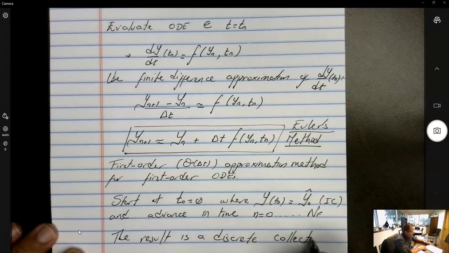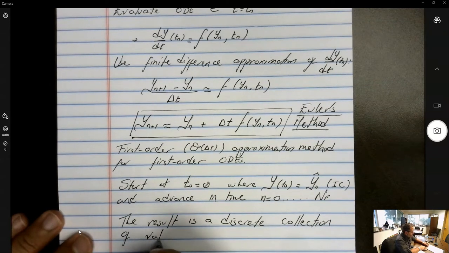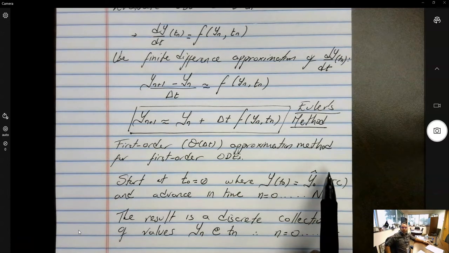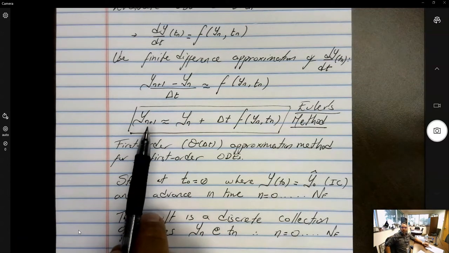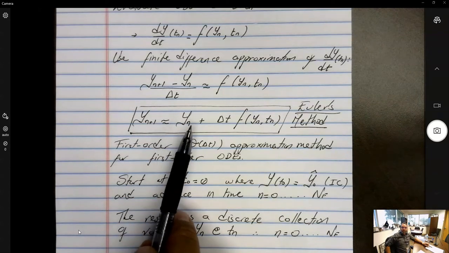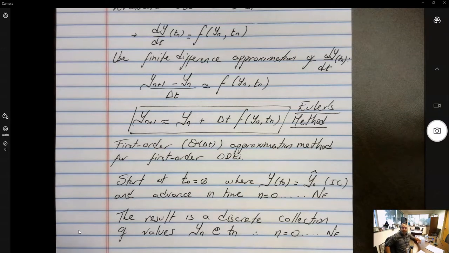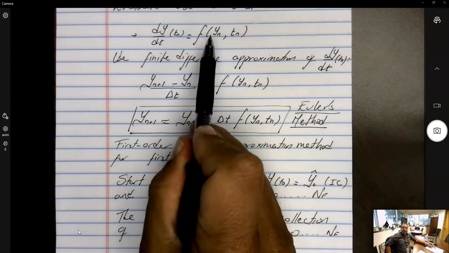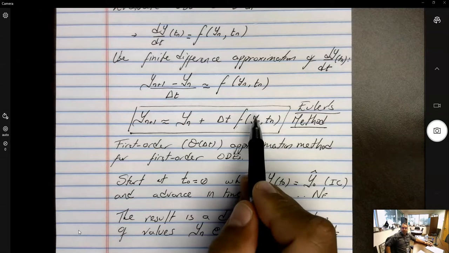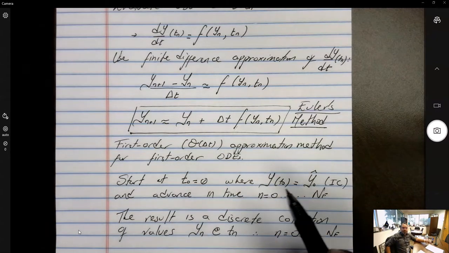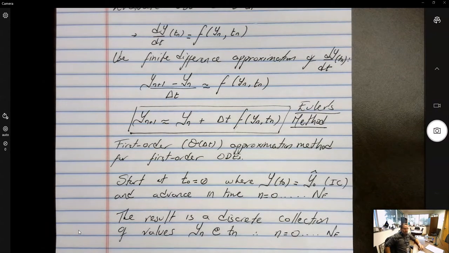collection of values yn at tn from n equals 0 all the way to nf. So it's very simple. The way it works is that you know what the solution is at time equals 0. So you start from n equals 0. This says that y1 is equal to y0, which you know, plus delta t, which is a preset value of the time step size that you pick, times the function, which is given as part of the differential equation, evaluated at y0, which you know, and t0, which is 0. And then you go from there. Then you increase n consecutively until you reach the final value time.